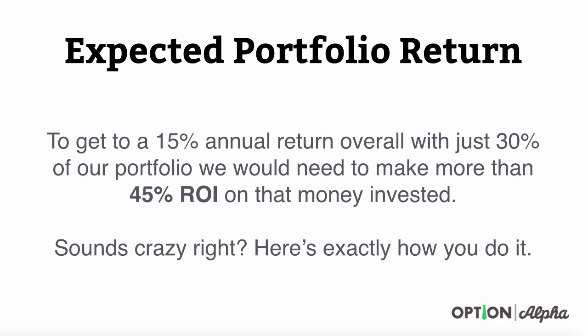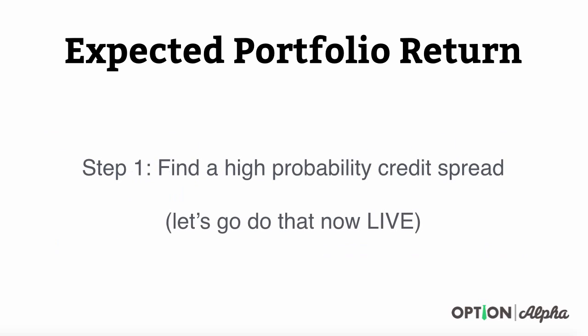Now, this probably sounds crazy, right? But here's exactly how you would do it. Step one, we first have to find high probability credit spreads. So let's actually go to my thinkorswim platform, and we're going to do that live right now.